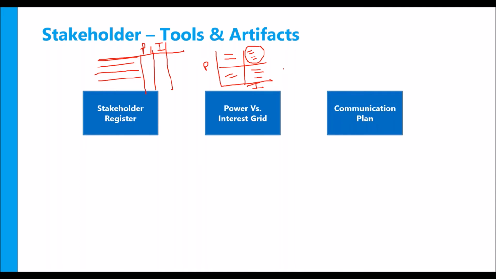Your communication plan is important in engaging stakeholders, right? How do you collaborate or engage with them? So you can define a communication plan with them. Certain stakeholders you may want to communicate with on a weekly basis. Certain stakeholders you may want to communicate with on a monthly basis, right? Depending on the power and interest, on the priority, and that will in turn turn into your stakeholder engagement plan.